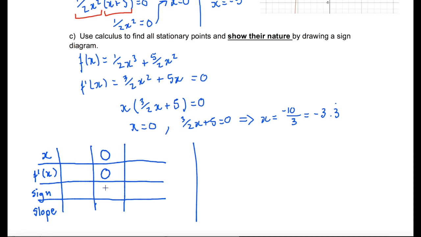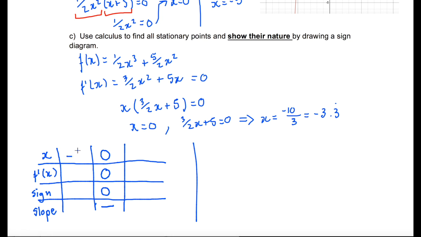The sign of 0 is just 0, it's not positive or negative. And the slope of that, well, what would that look like as a line? Well, a line with no gradient would be a horizontal line. Okay, then what we do is we pick a number to the left and then to the right of 0.